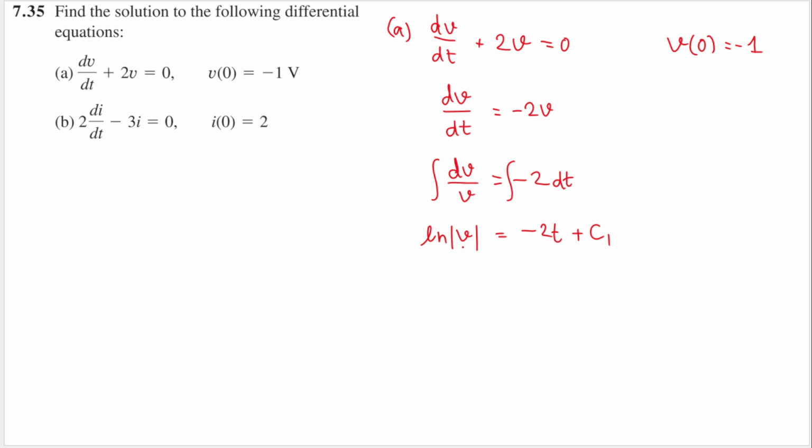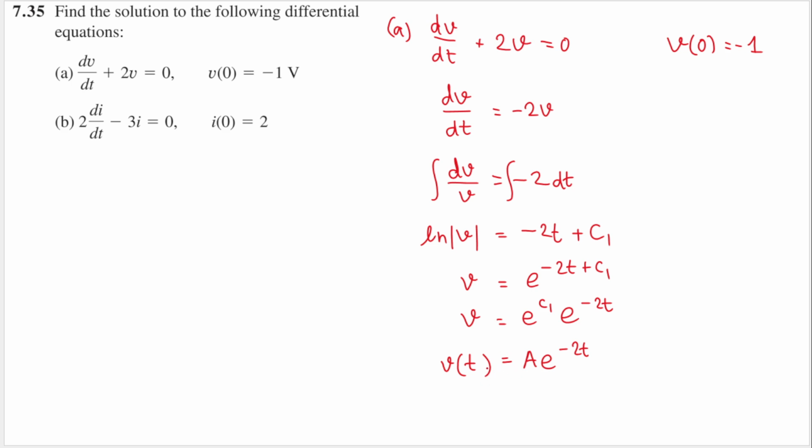But we want to find out v, so we take the exponential of both sides. So e to the ln v, that will be v. And then on the right hand side, we will have e to the minus 2t plus C1. Okay, and therefore we will have v. We can separate this, right? So I will have e to the C1 and then e to the minus 2t. Or we can write this part as a constant. So I will have A and then e to the minus 2t. So we'll have v(t) is equal to this one here.